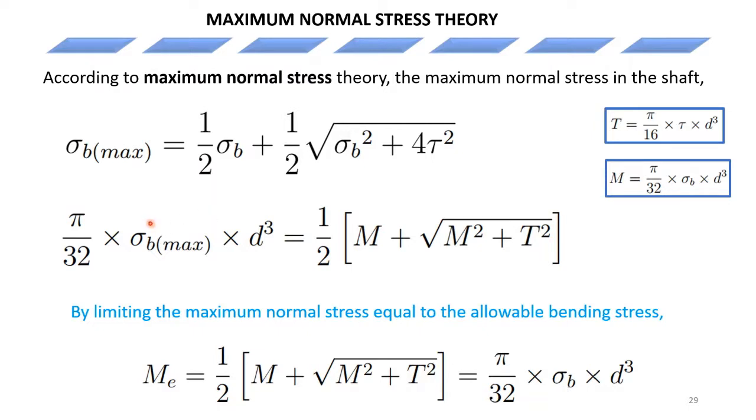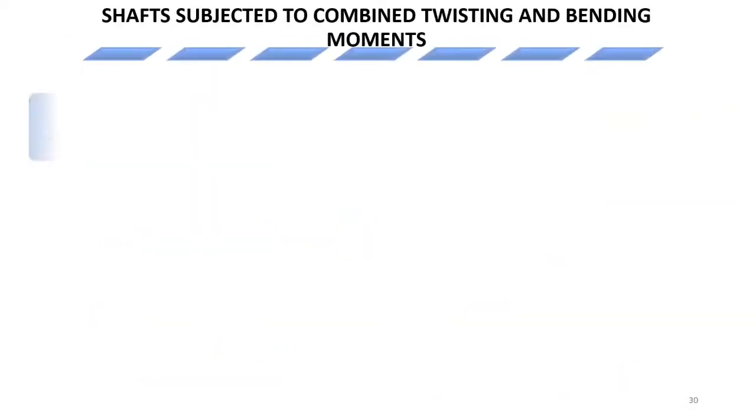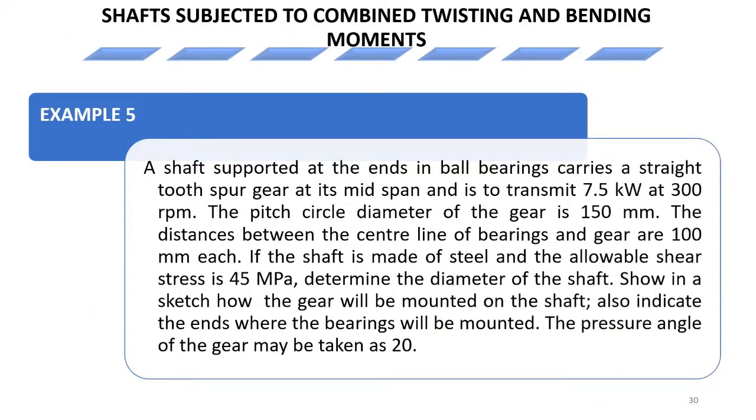All right, so if we say that we limit this maximum bending moment to the allowable bending moment in the material, then it means that we are going to have the equivalent bending moment in the material to be equal to this expression, where this one becomes the allowable bending moment in the material. All right, so let's look at this equation here.